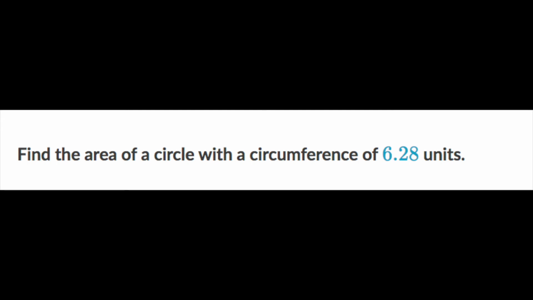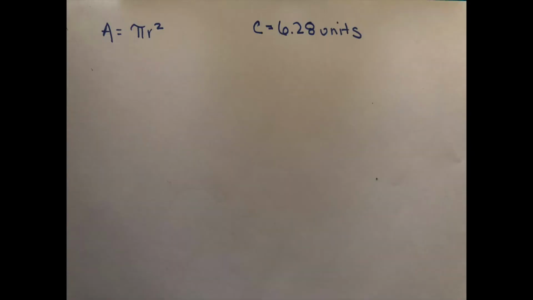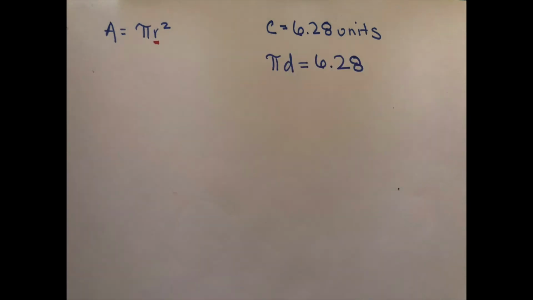A second question asks us to find the area of a circle, but we're given the circumference, which in this case is 6.28 units. So again, we always start with our formula for area, and we start with what we know. In this case, we know the circumference of the circle is 6.28 units. Because we need the radius in order to find area, that means we need to take our circumference and use it to find the diameter. Remembering that pi times diameter is circumference. Therefore, we know that pi times diameter in this case equals 6.28.